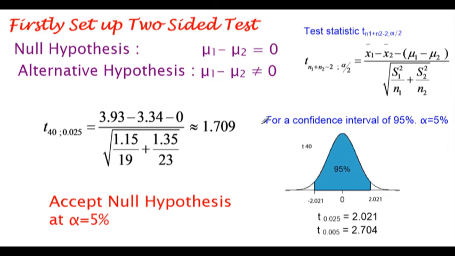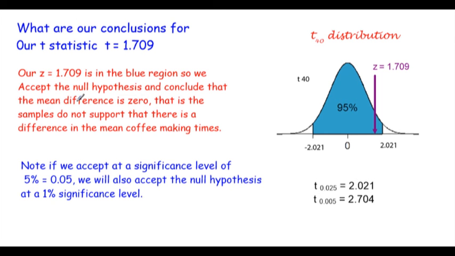Now let's have a quick look at what our conclusion is. Well, our conclusion obviously is our statistic is close enough to 0, so it's in the blue region, so we're going to be accepting the null hypothesis in that the information from the samples is suggesting that the actual means of the two populations' coffee making times is in fact the same. And obviously if we accept at a 5%, we've accepted at a 1% significance level.